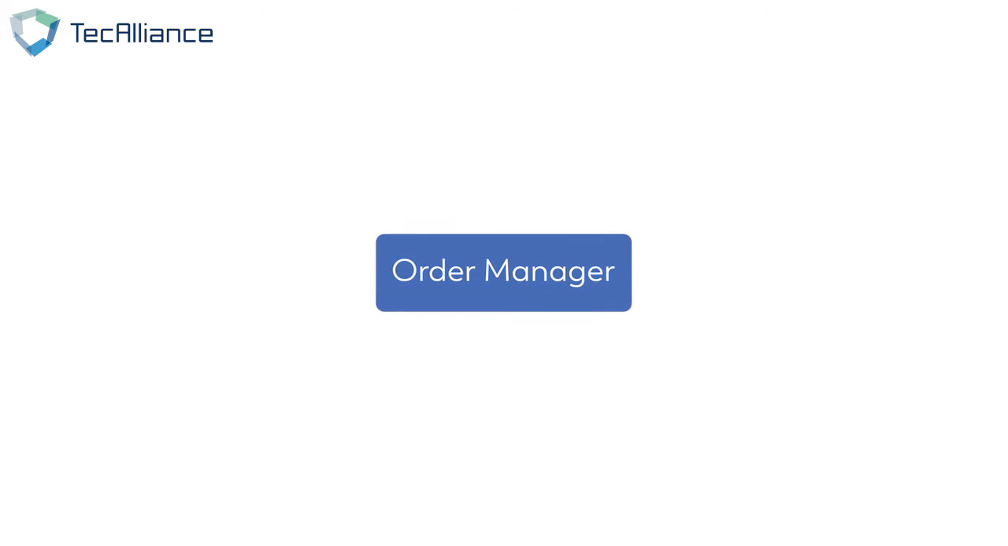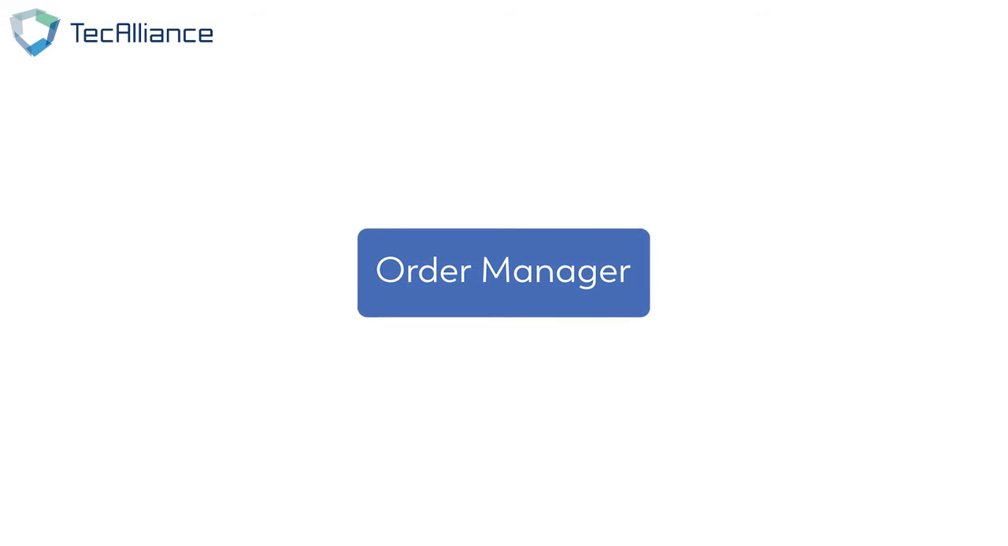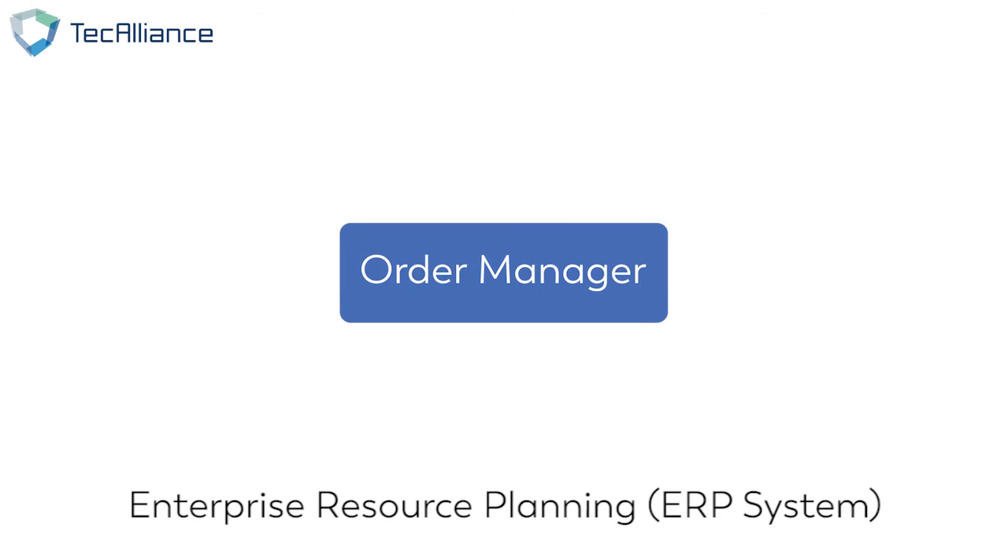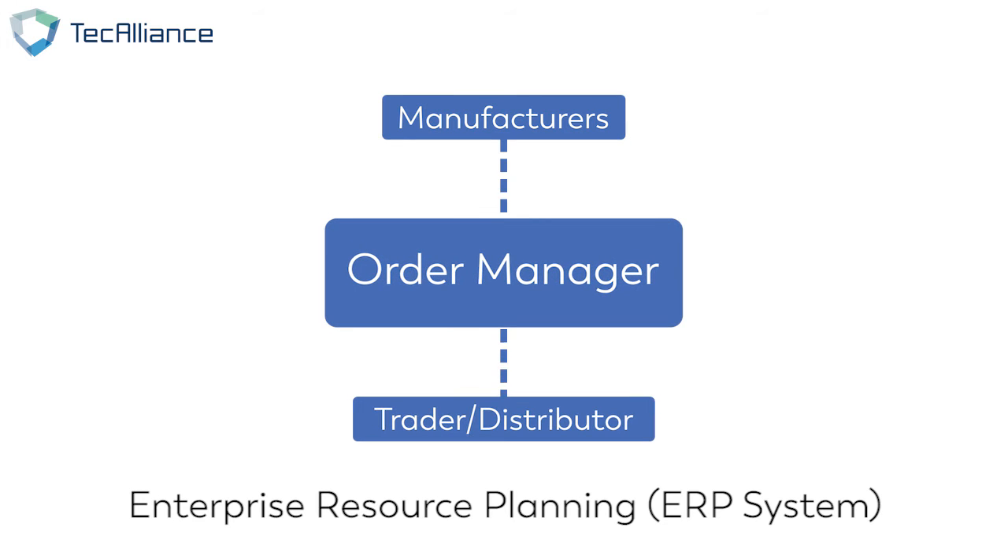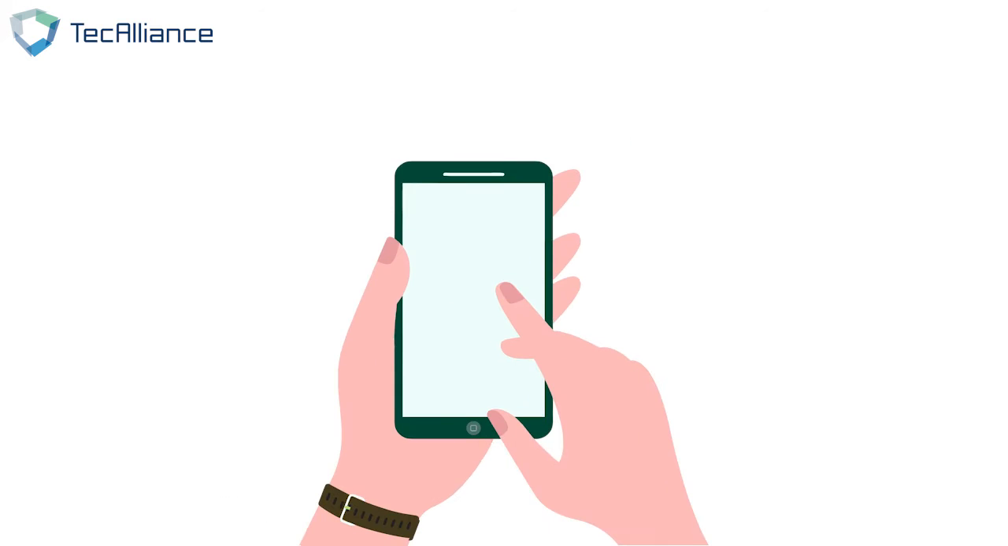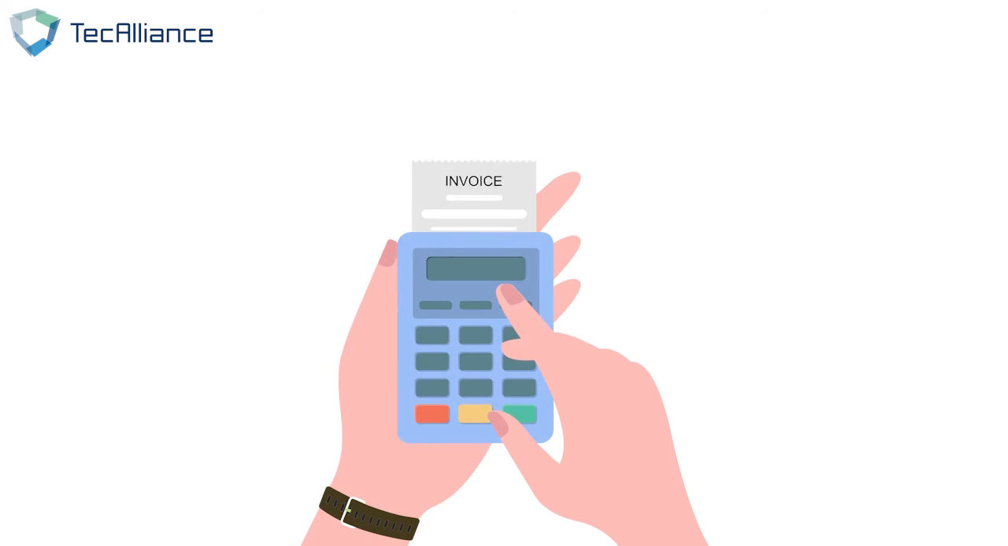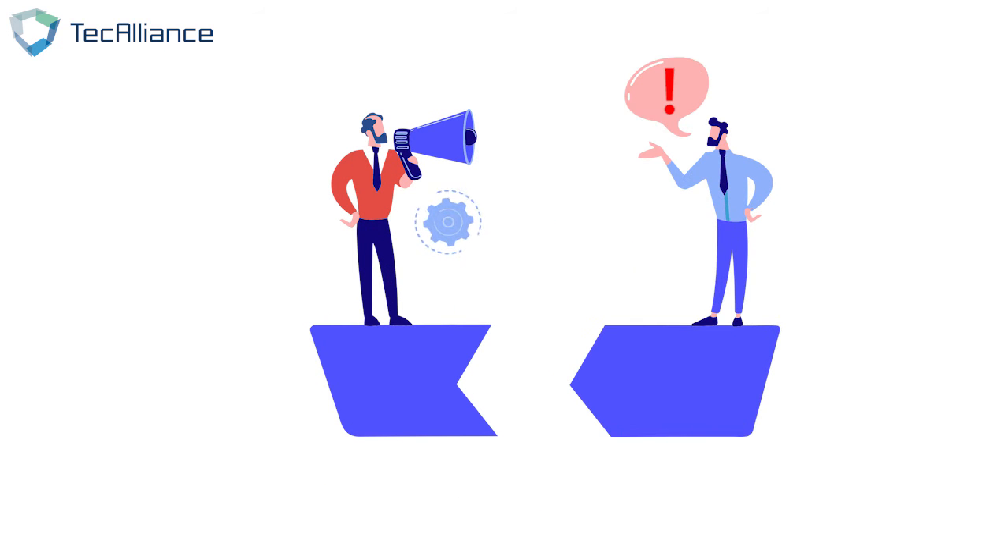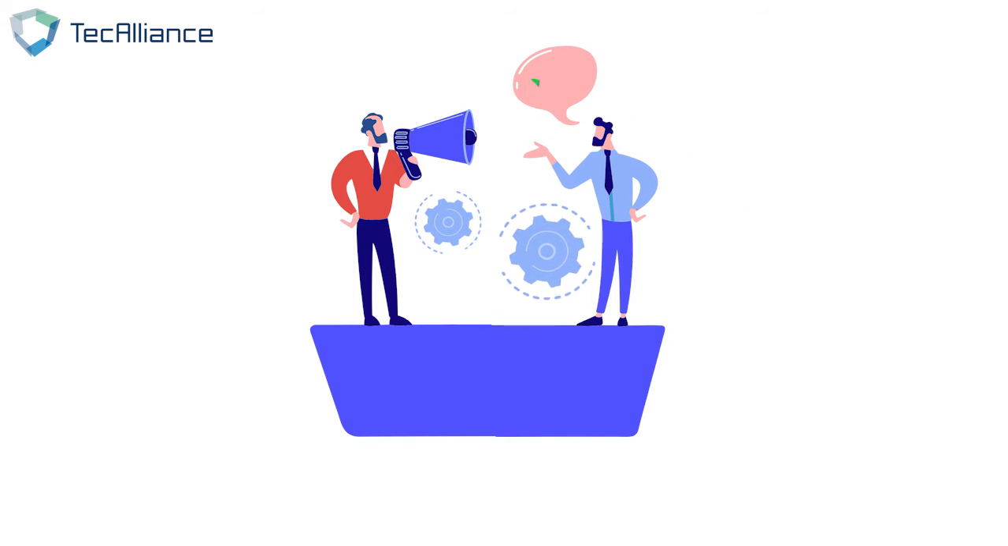The Order Manager is a web-based B2B EDI application which acts as an interface between the ERP system of component manufacturers and trader distributors and helps them enable order-to-invoice processing. It reduces the gap between the IT haves and the IT have-nots.